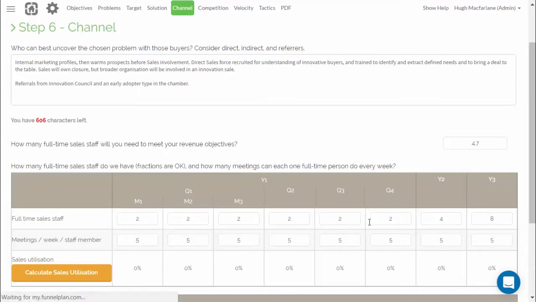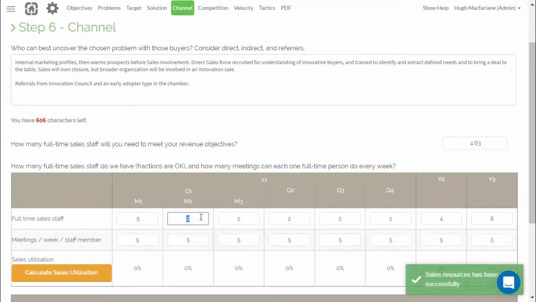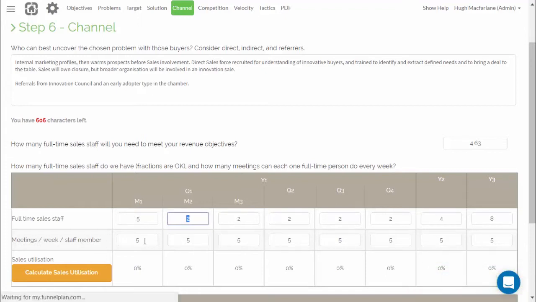So put in your number of salespeople and how many meetings every week are they going to do. Careful, this is meetings per staff member per week. So if, for example, we only had half a salesperson in month 1, but we're going up to 2 salespeople in month 2, then that's still 5 meetings per person. In this case, we've only got half a person, so we've got 2.5 meetings every week. So don't change both the salespeople number and the number of meetings. The number of meetings is per person per week.